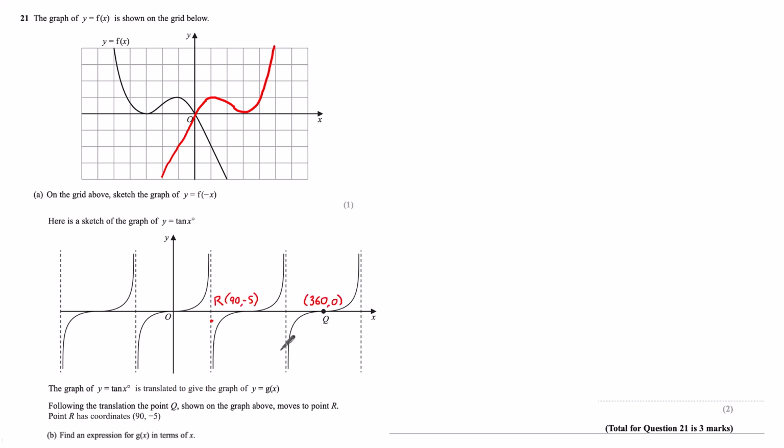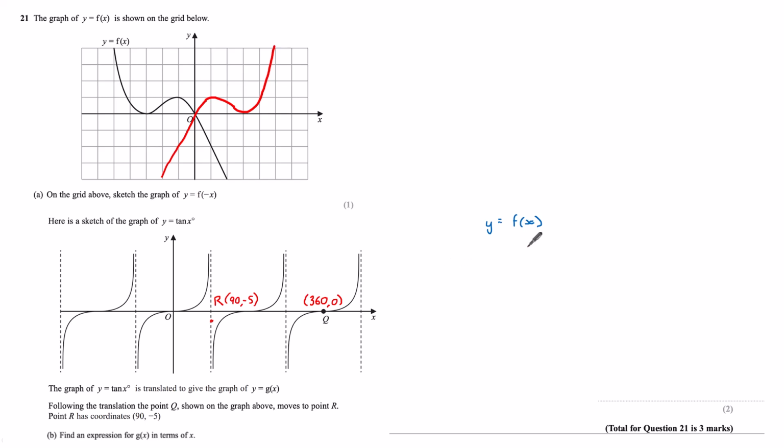Okay, well, if we think of the coordinates here, Q is currently at (360, 0), and we're saying that after a translation it's going to move to this point R at (90, -5). Now that would be a translation to the left of 270 degrees and then down 5.